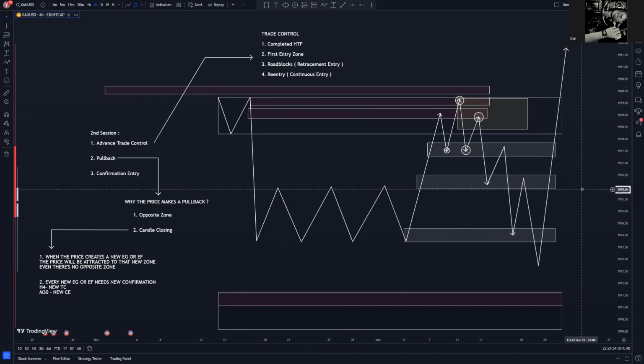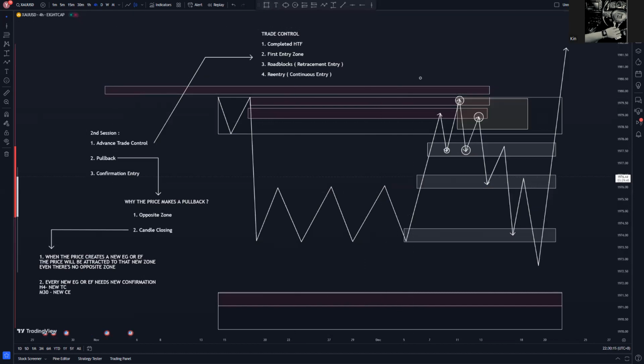Why? Look back into our notes: the candle closing. Because there is no opposite zone, we look at the second one, candle closing. When the price creates a new EG or new EF, the price will be attracted to that new zone to make a pullback into that zone, even if there is no opposite zone.